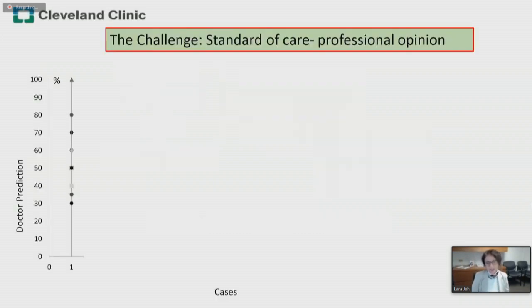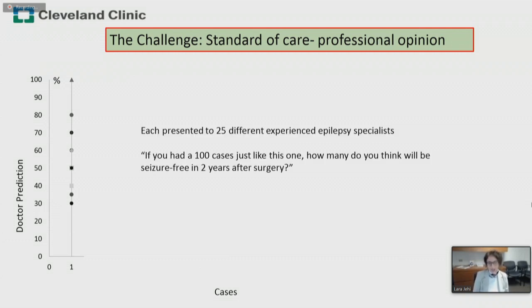So let's test that hypothesis and see. We did that in this experiment where we took 20 actual cases from our program. Patients who had drug-resistant epilepsy were worked up, underwent surgery, and we know their outcome. And we presented each one of those 20 cases to a group of epilepsy surgery specialists from across the country. And we went through the presentation the same way you would in a patient management conference, going over all the testing, the history, the evaluations, and then came up with a recommendation for what to resect.